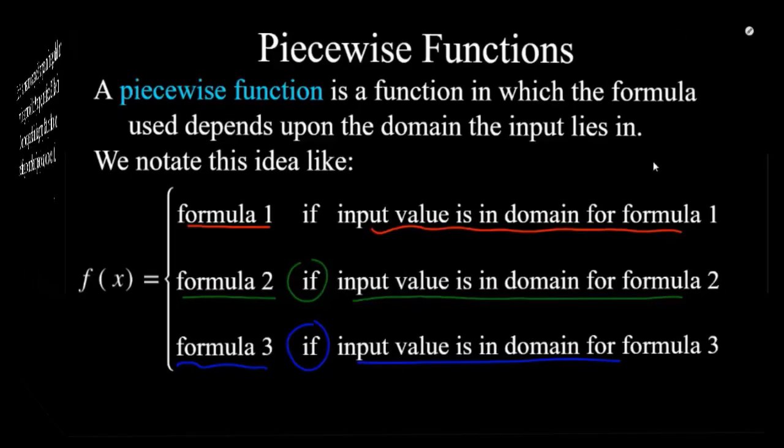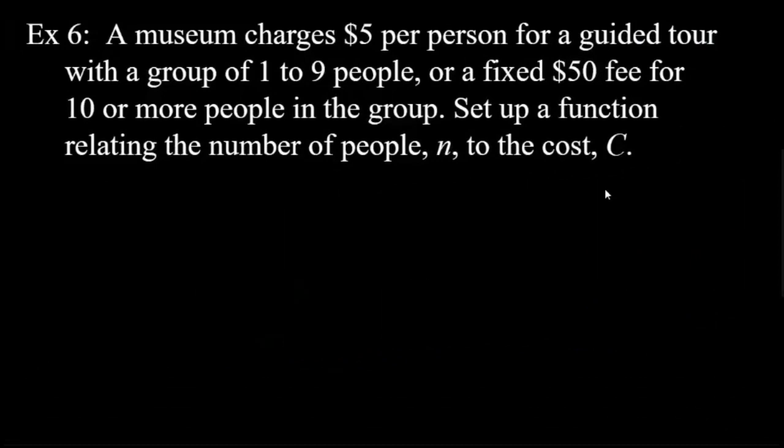So let's take a look at this first example. A museum charges $5 per person for a guided tour with a group of 1 to 9 people, or a fixed $50 fee for 10 or more people in the group. Set up a function relating the number of people n to the cost c. So our idea is that we're going to have the cost based on the number of people. That's how I'm going to name our function c of n.